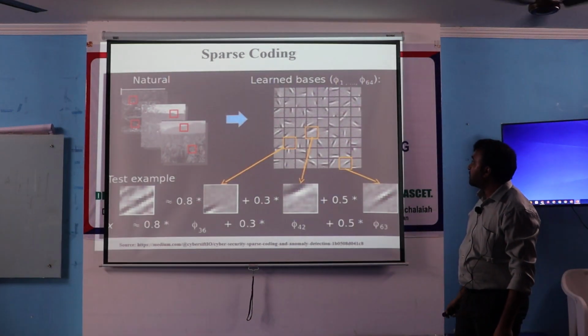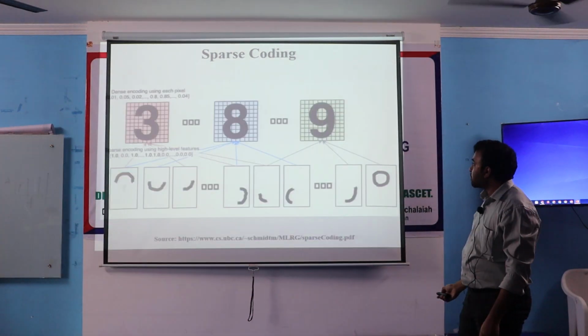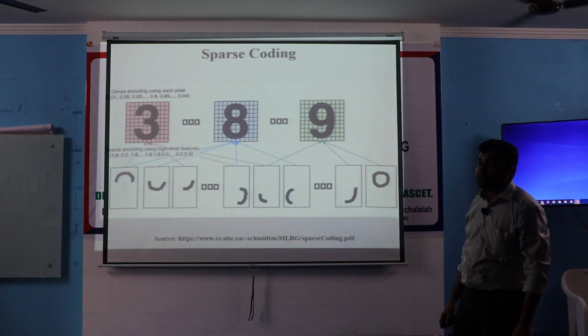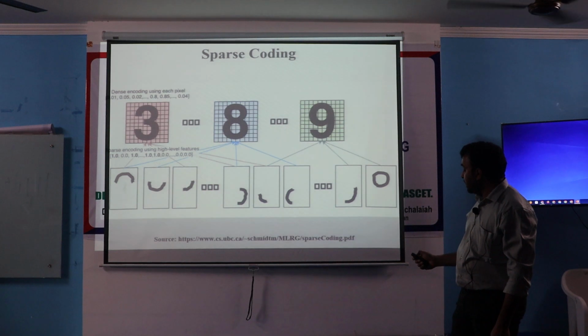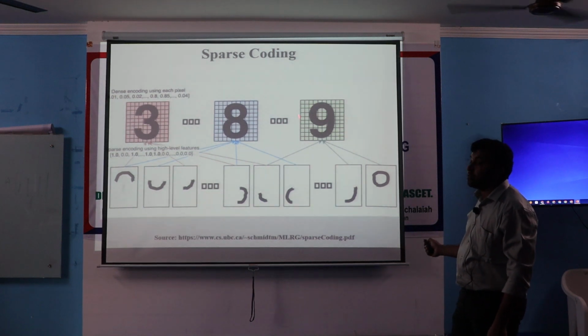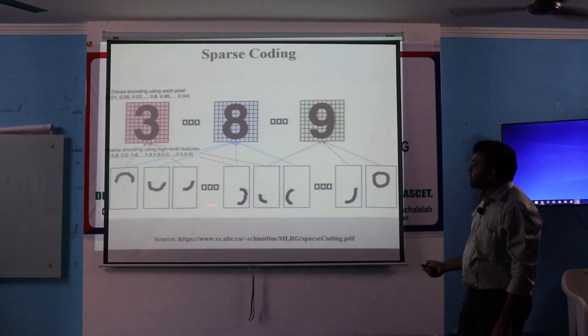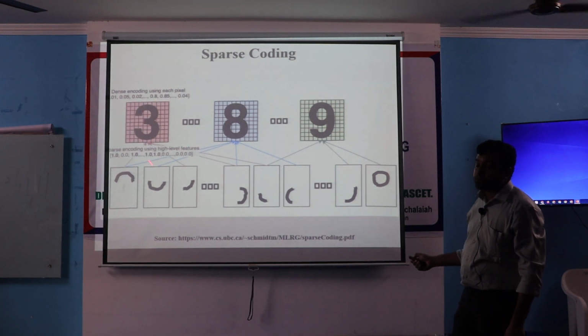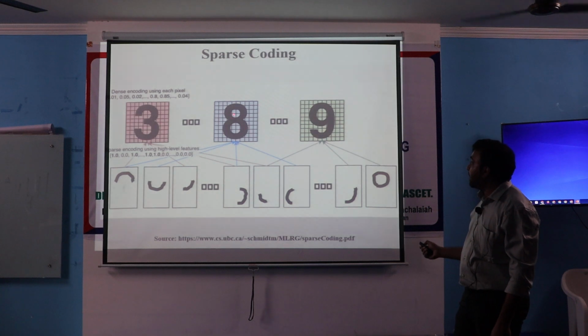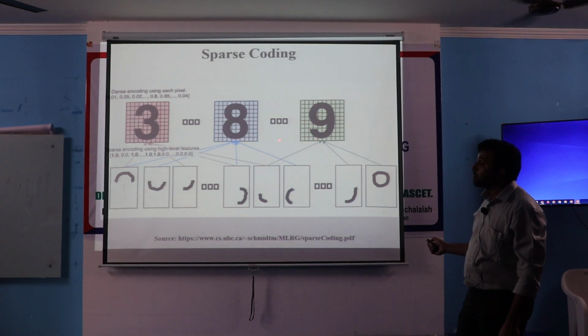If you see it like this, it will become more clear. You can see that there are different images. This is 3, this is 8, this is 9, but these are the bases. These bases can in some way combine together to form 3, in some way combine together to form 8, in some way combine together to form 9.